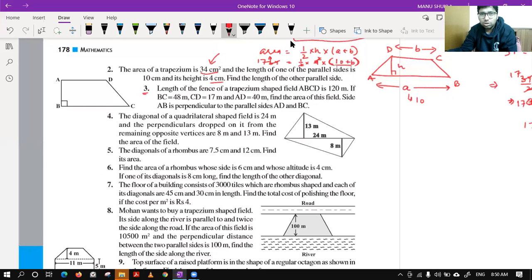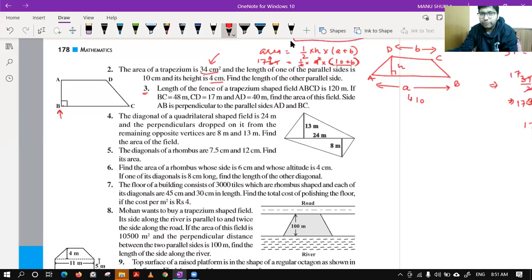Length of the fence of a trapezium shaped field ABCD, the field is given to you, ABCD, is 120 meter. They have given you the length of fence. So indirectly they have given you what? If they have given you the length of fence, indirectly they have given you what? Yes, good. They have given you the perimeter. Very good, Abhinav. So you are given the length of AB plus BC plus CD plus DA. This is given to you.